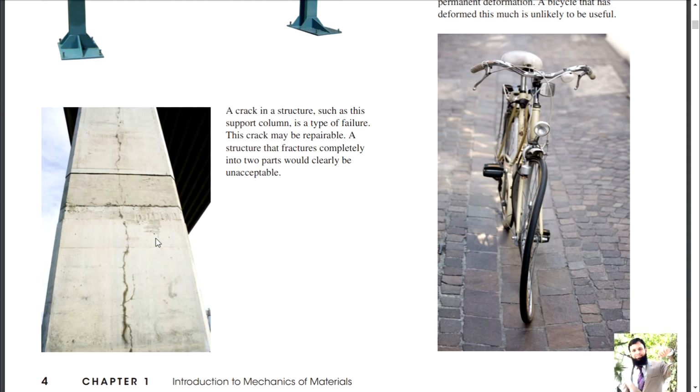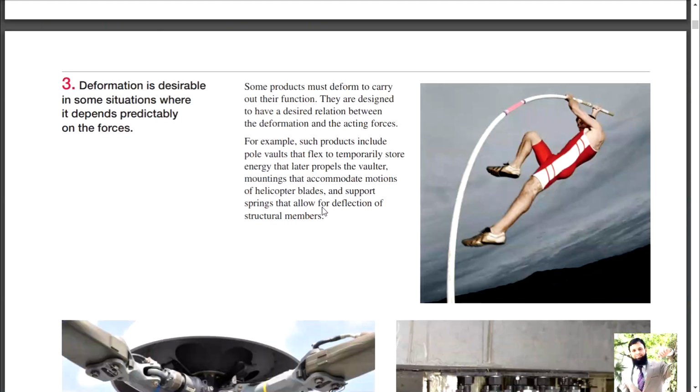That what is the crack width, location of the crack, loading on that member, and the situation and the conditions in which this concreting was carried out. So forensic science is involved in this structure's failure. But still, this seems awkward. Anyhow, this is a failure. This should not happen, whatever the case might be. A structure that fractures completely into two parts would clearly be unacceptable. So that is unacceptable.